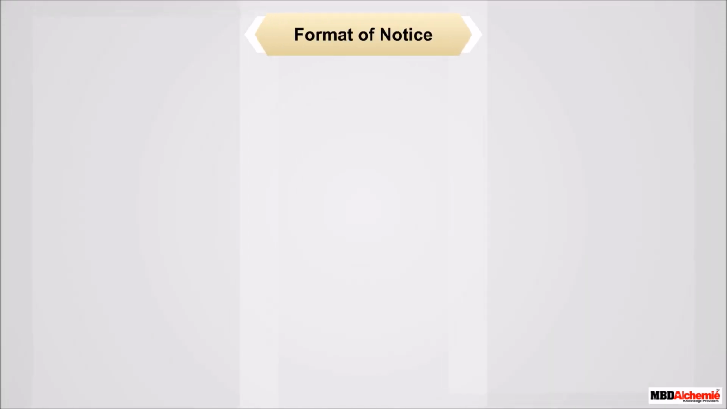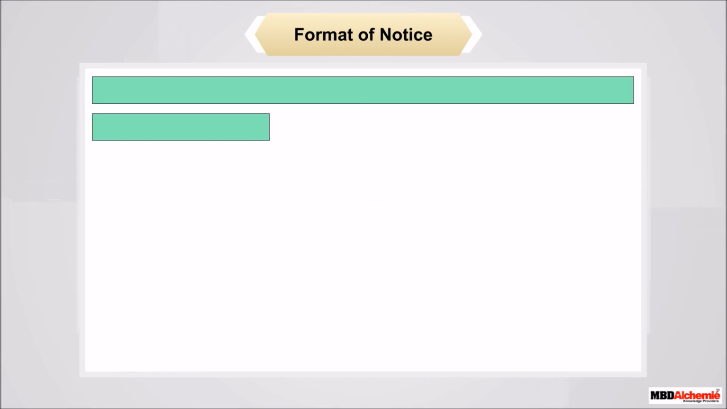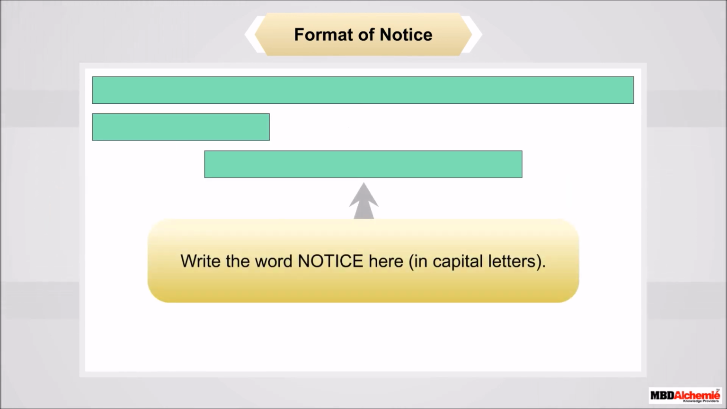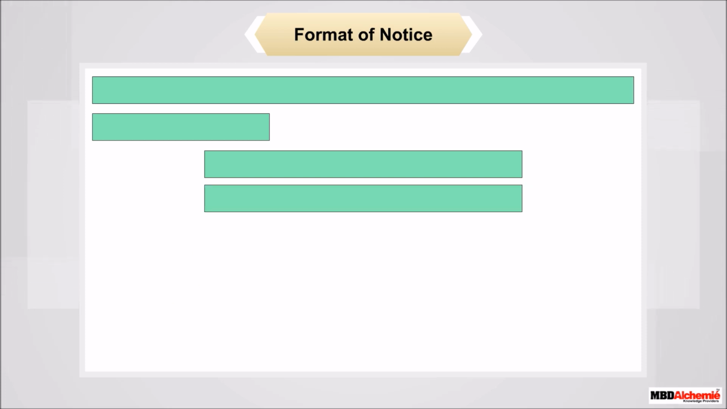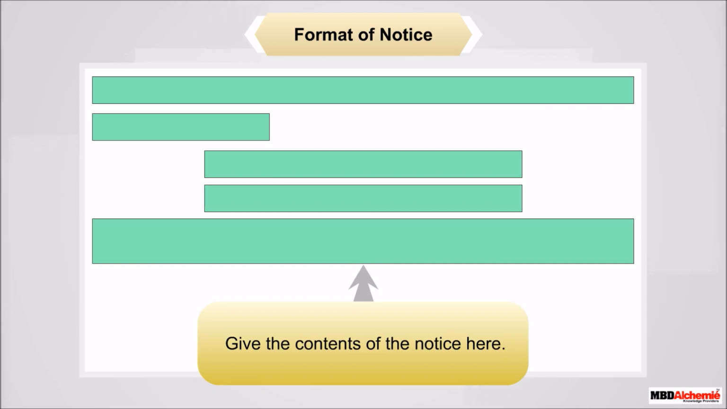Now let's see the format of the notice. On the top, write the name of the institution or organization here. Next, write the date here. Then write the word notice in capital letters here. Write the heading here. Then give here the contents of the notice.